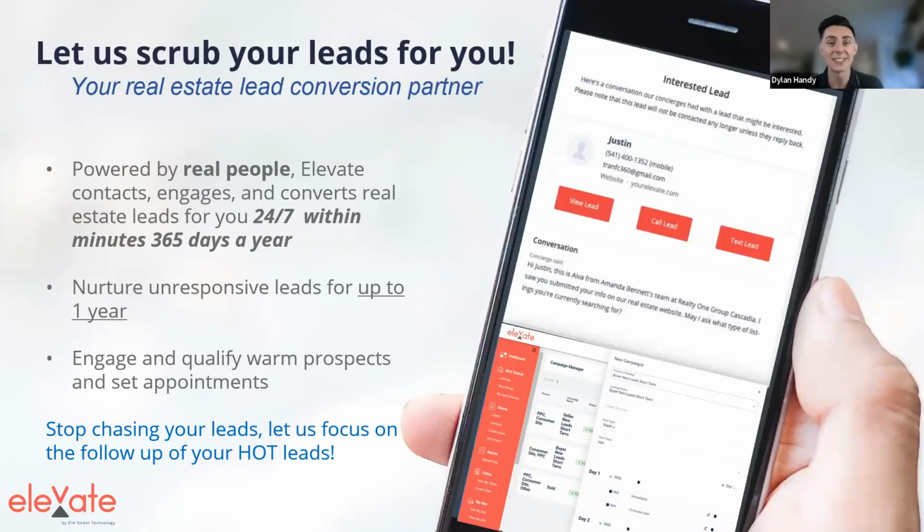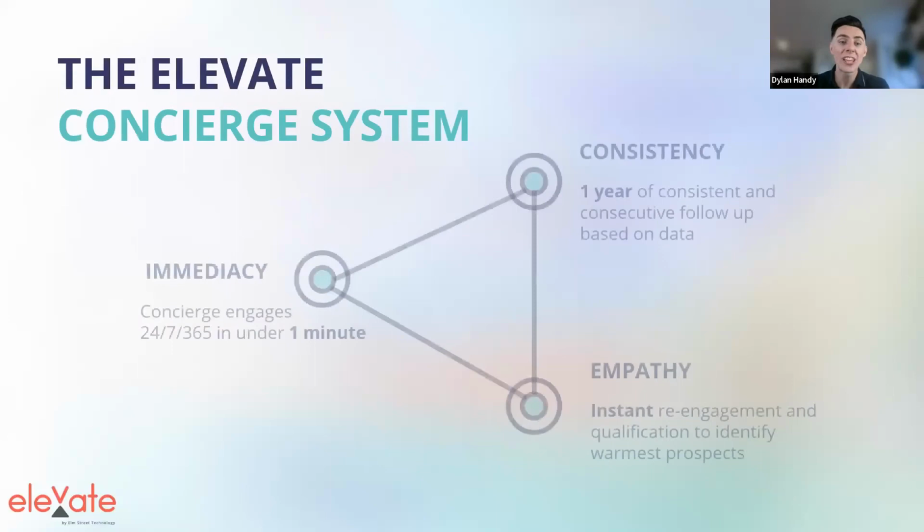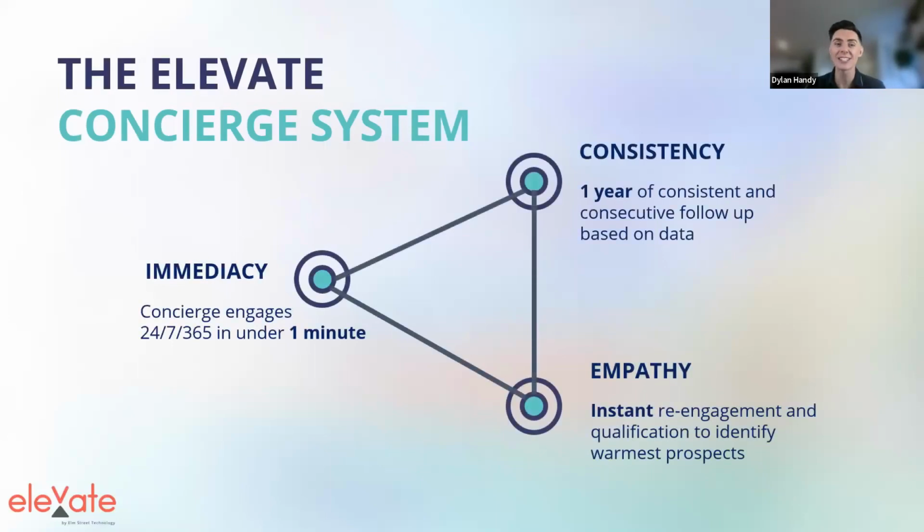So what this is: as soon as a lead comes in, within 60 seconds, guaranteed, a real person is going to contact your lead, not a computer, not an auto response. Remember, speed to lead with online leads is crucial. So as soon as that lead comes in, we're going to engage with your lead instantly, identify that lead's wants and needs, right? They're going to use empathy. It's a real person, and they'll even stay consistent with your leads for up to a year.